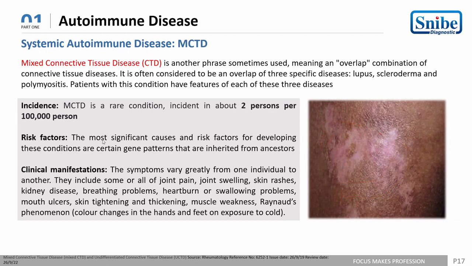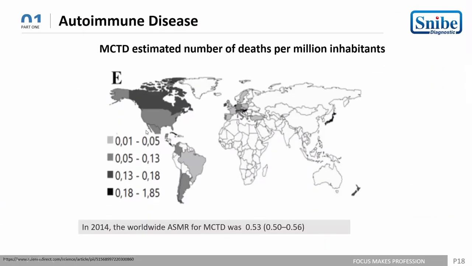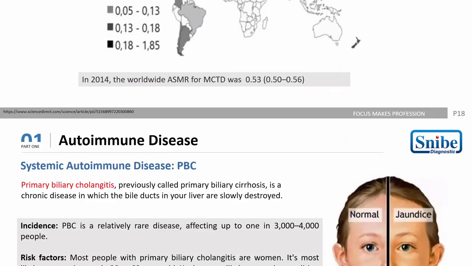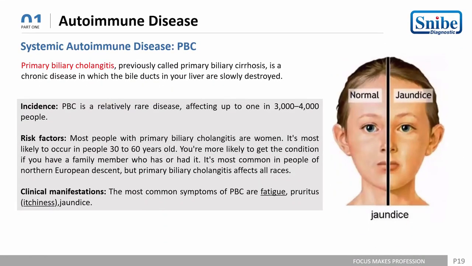So if we talk about the estimated death or mortality per million inhabitants, you can see that according to 2014 data, for MCTD there was a 0.53 ASMR value. Then you can see that the Latin American side is a more common area with more MCTD-related deaths. The next is a systemic autoimmune disease, PBC.